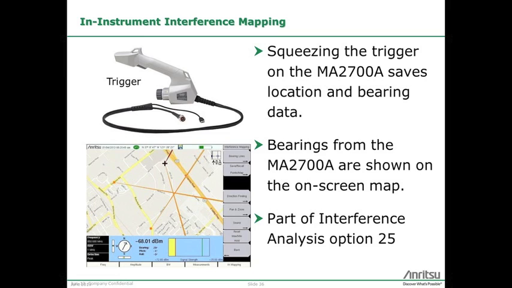Here's a closer picture of the interference hunter. You can see a trigger on the handle. You squeeze that, a quick squeeze, and it will save the location and bearing data on the on-screen map. You can see the crossed lines, the orange-colored lines. Those are the bearings. So take measurements over a wide range of locations, and unless you've been seriously fooled by multipath, you'll get crossed bearings and be able to get a good position estimate and continue the process that Eric talked about.